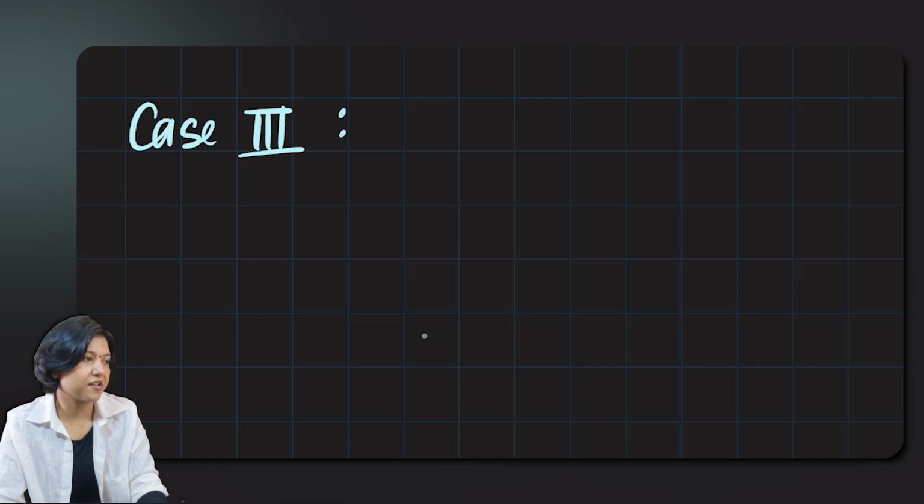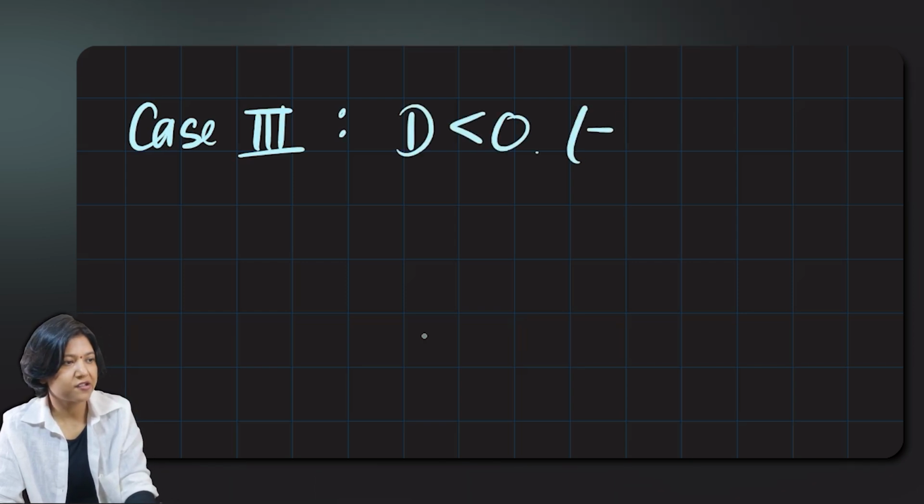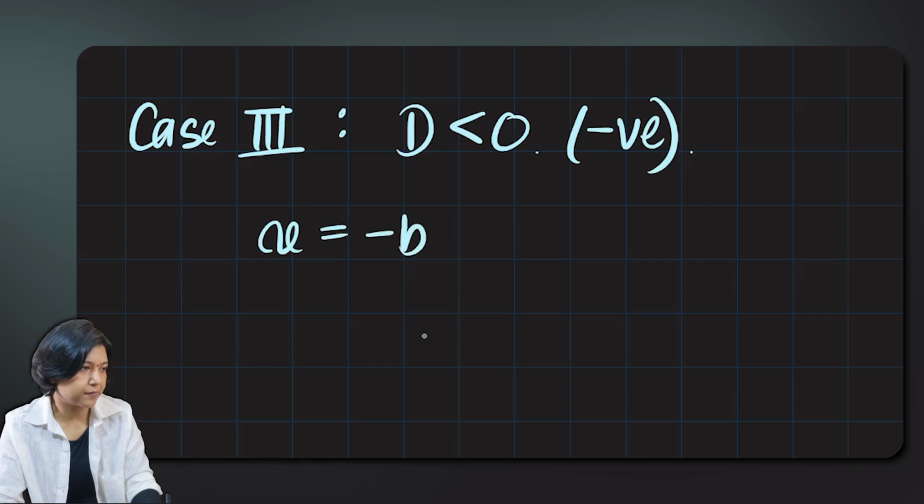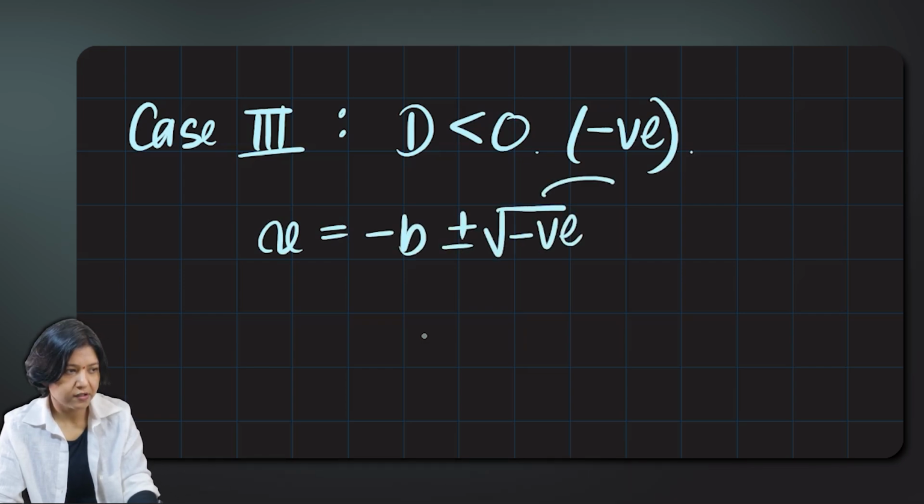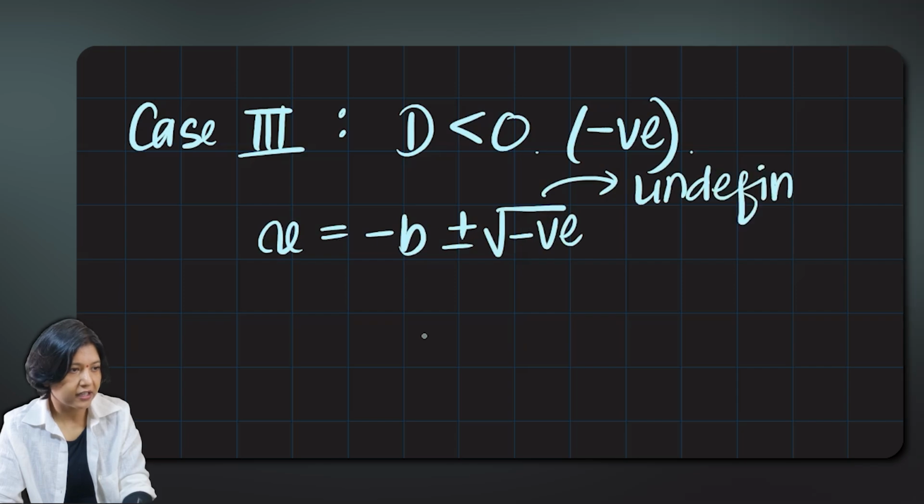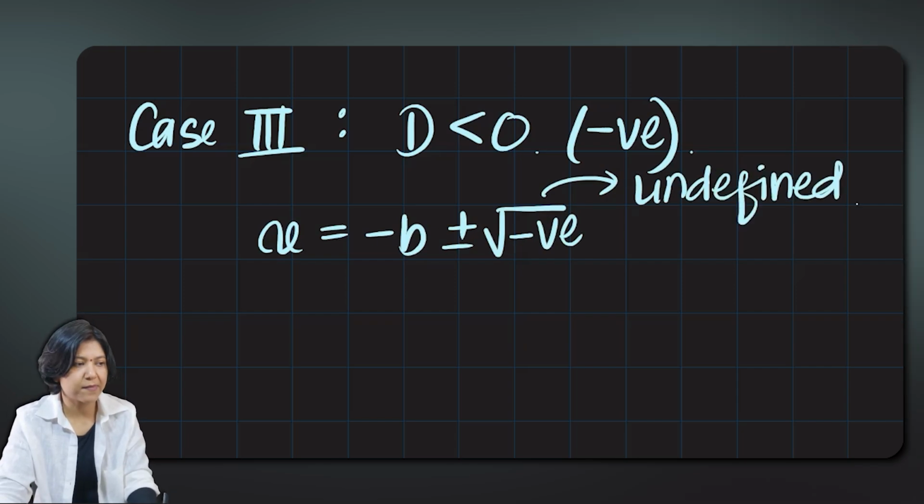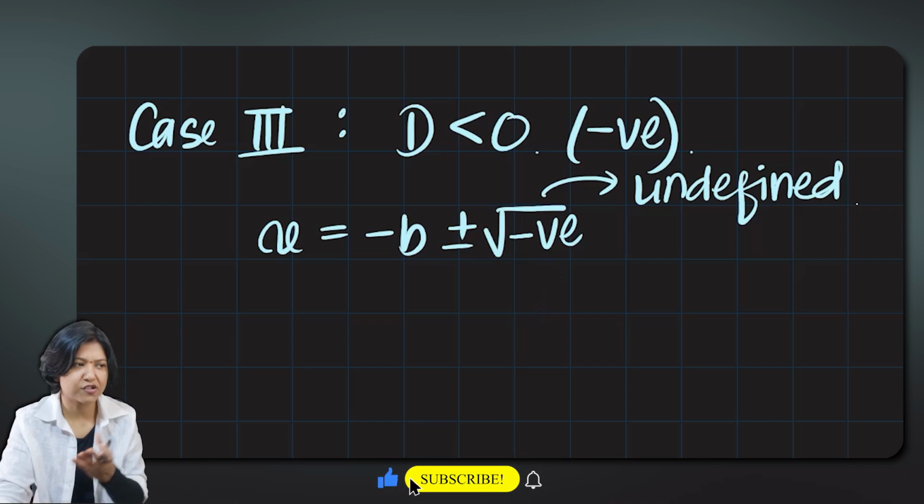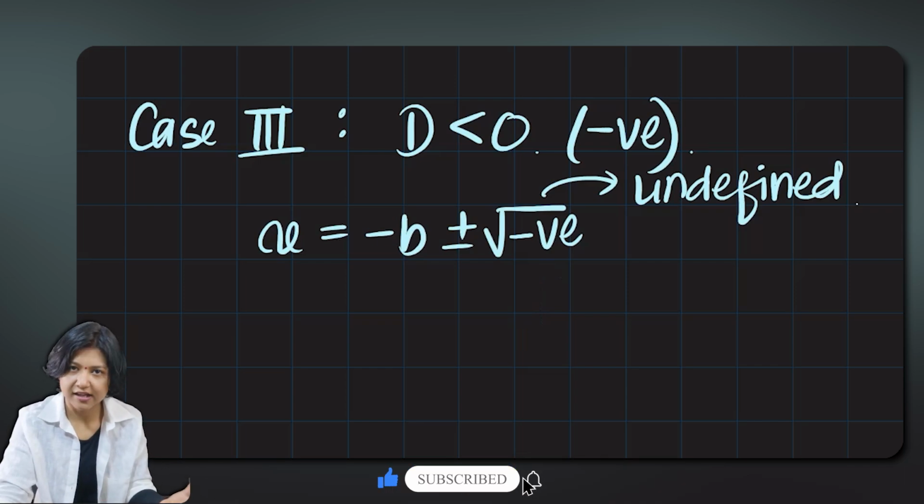Now there is case 3. That is when your discriminant is less than 0, which basically means you are getting a negative value. If you get a negative value for the discriminant, then what happens? Your answer becomes x equals minus b plus minus the square root of a negative number, which is not possible. It's undefined. If this part of the solution is undefined, then the whole solution is undefined, because you're adding an undefined term to something. It's not possible to get a defined answer.